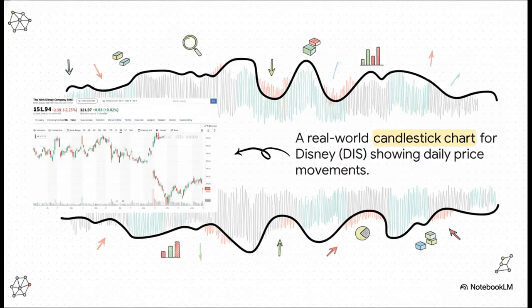And when you string all those daily candles together, you start to see a story unfold. Just take a look at this chart for Disney. Every single red candle is a day sellers were in control, pushing that price down. Every green one is a day the buyers took over. An analyst looks at this sea of red and green not as random noise, but as a visual story of the constant battle between buyers and sellers.